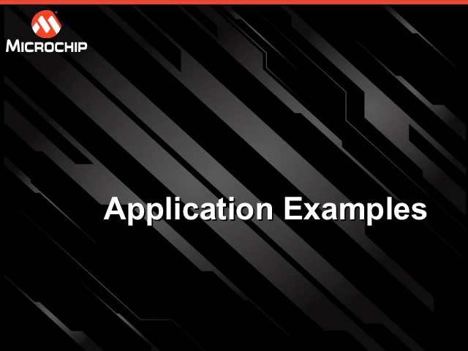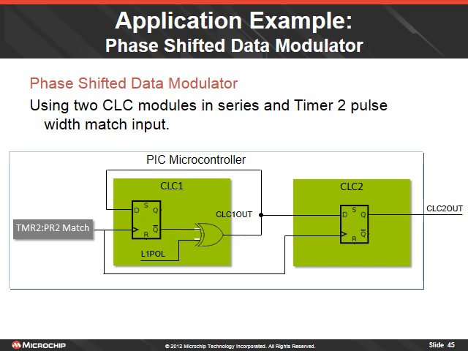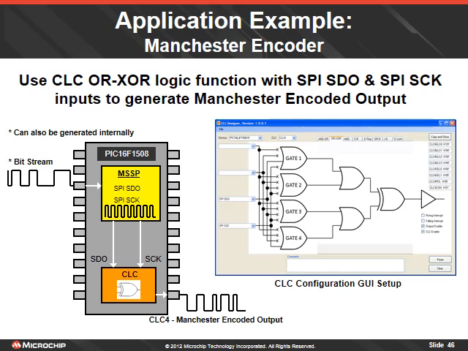Here are a few application examples to show where the CLC module might be used. A pair of CLCs may be combined to implement more complex logic functions, such as a data modulator. The example shown here is a phase-shifted data modulator using the CLC module. As shown in this example, the output of one CLC module may be used as an input to another CLC module. This example shows how easy the CLC can be used to create a Manchester encoded output. In this example, the SPI peripheral is an input to the CLC module.